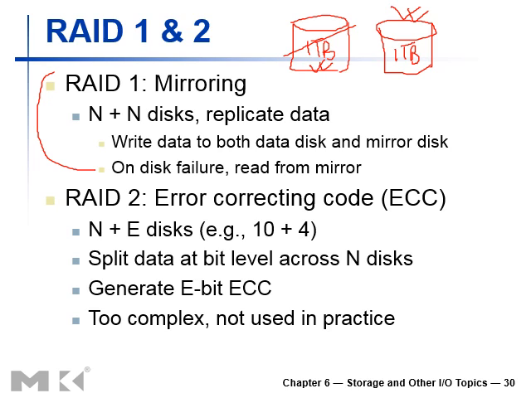RAID 2 introduces error correcting codes, and if we have n disks, we require e disks for the error correction. We split the data at bit level across n disks and generate an e-bit error correcting code, for example using a Hamming code or some other forward error correcting code. But that concept is too complex to implement, so this level is not used in practice.